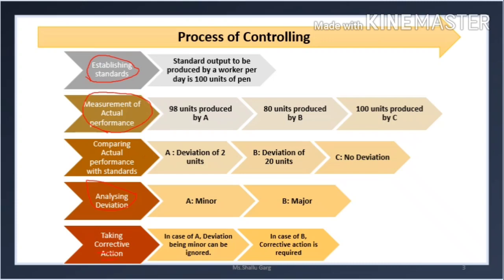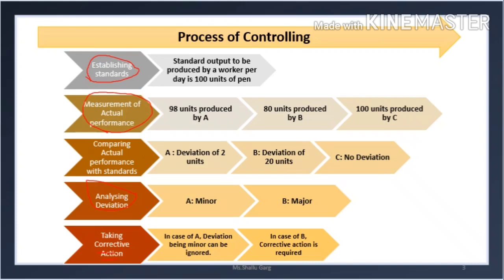Now how can we see whether their performance is okay or not? We will compare their performance with the expected, that means with the standards that we have set in the previous process. Standard output, here you can see 100 and actual 98, so there will be a deviation of 2 units. In case of B, there will be a deviation of 20 units, and in case of C, there will be no deviation.